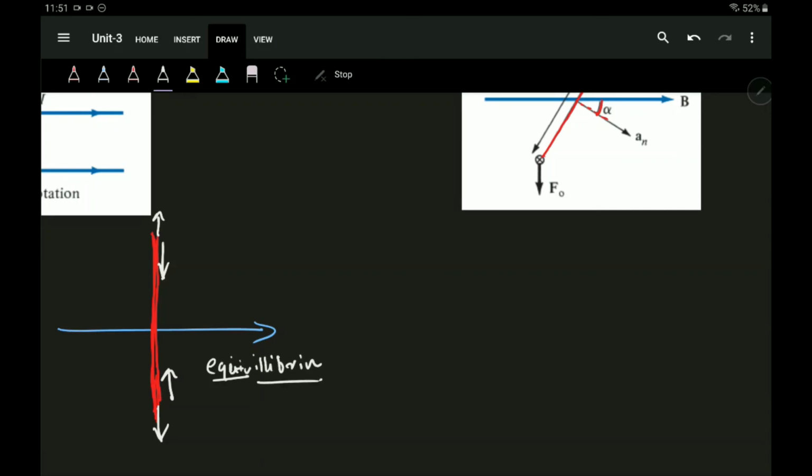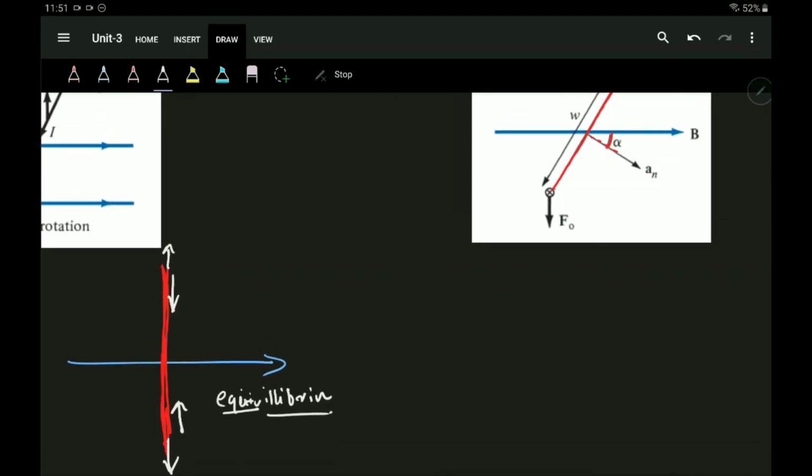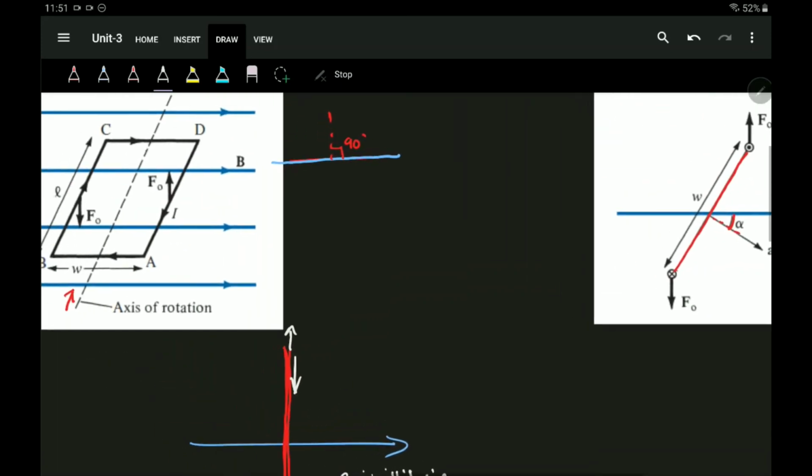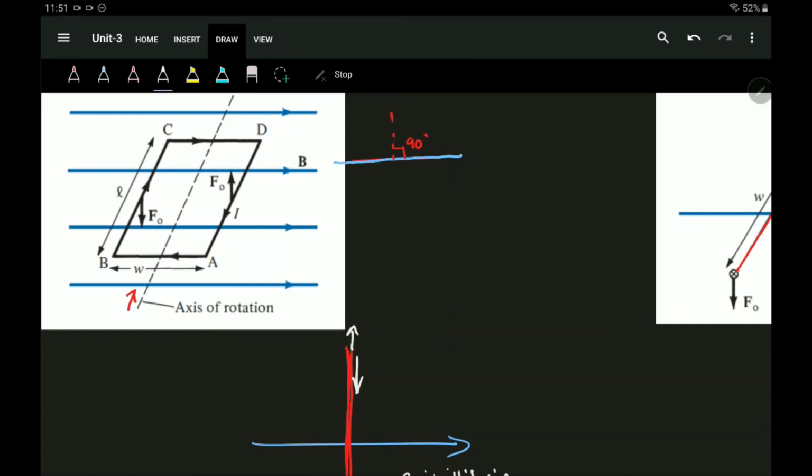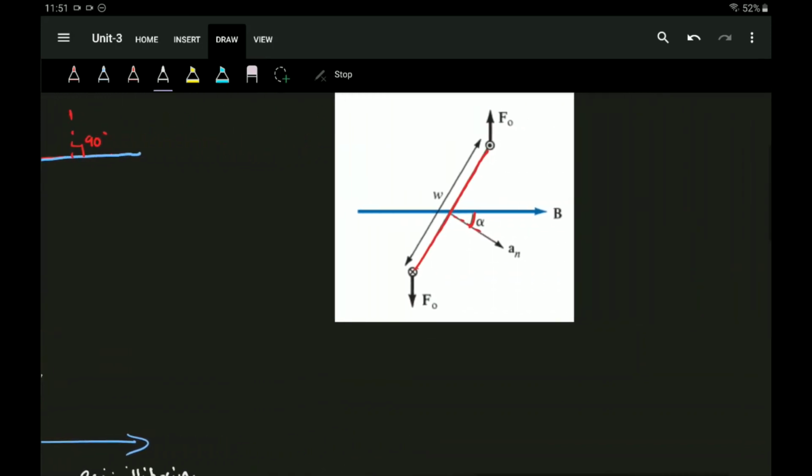Hence, at this orientation you don't have the effect of torque, and at this orientation also you don't have the effect of torque. If you want to have a rotation, your rotation force will be more effective when the plane of the current loop is making some angle with respect to the magnetic field.